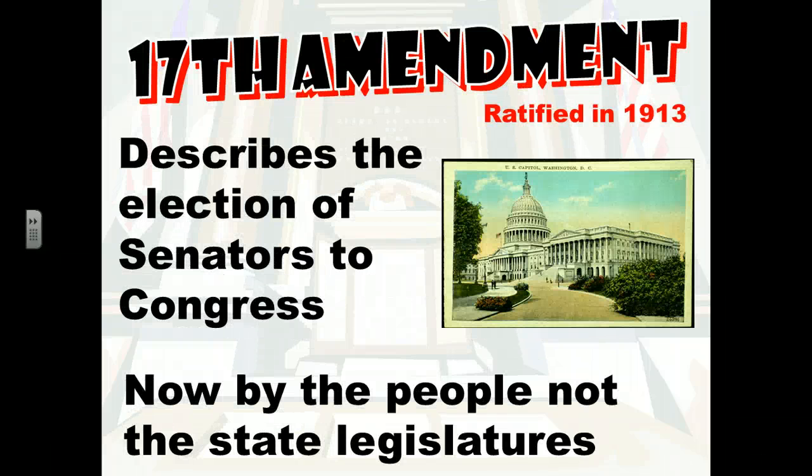All right, the 17th Amendment, ratified in 1913 as well. This describes the election of senators to Congress. The way that we currently elect senators is we, as the people, vote for who's going to represent our state. So, for example, we just had an election, and Claire McCaskill was elected as the senator from Missouri. Up until this point, though, what happened in most states was the state legislature selected somebody to then represent the state as a senator. So the 17th Amendment gives this power back to the people directly and doesn't leave it up to the state legislatures to choose.